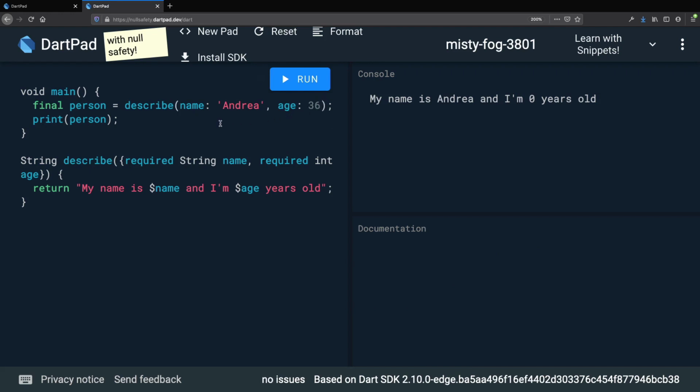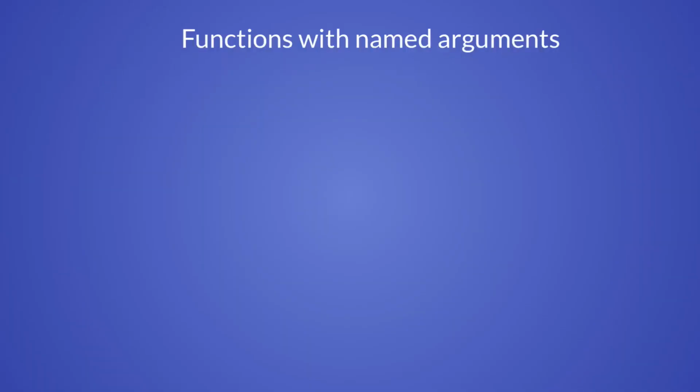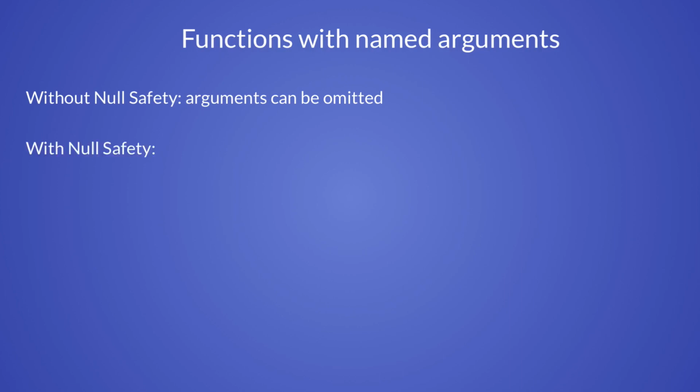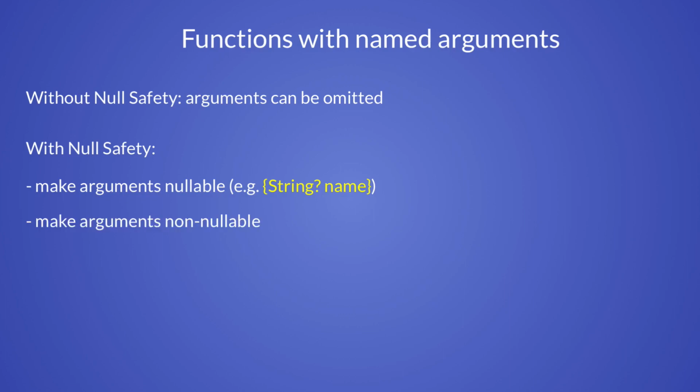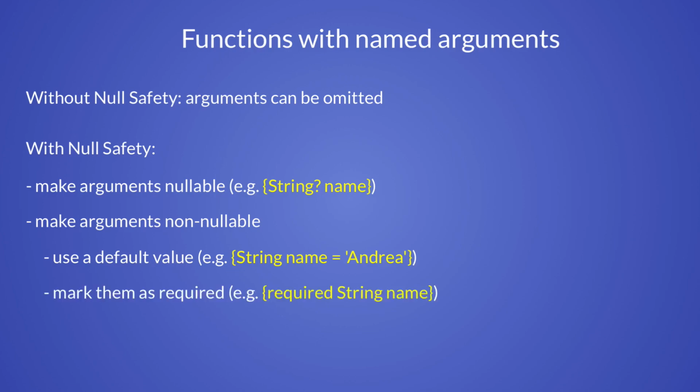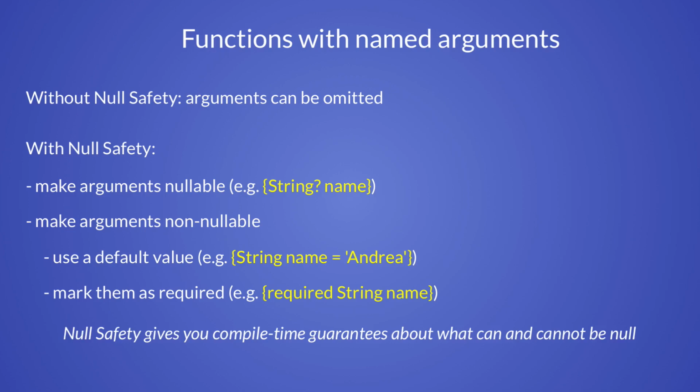Okay, so let's do a recap of what we have learned. When you declare a function with named arguments, then those arguments will not be required and they can be omitted when you call the function. And if you use null safety, you need to either make the arguments nullable with a question mark so that they can be assigned with a null value, or make the arguments non-nullable. If you do this, you have to either provide a default value, which is not null, or mark the arguments as required. Now, you may feel that all these different rules are a bit complicated, but as we have seen previously, null safety is all about giving you some compile time guarantees about what can and cannot be null and help you write safer programs.